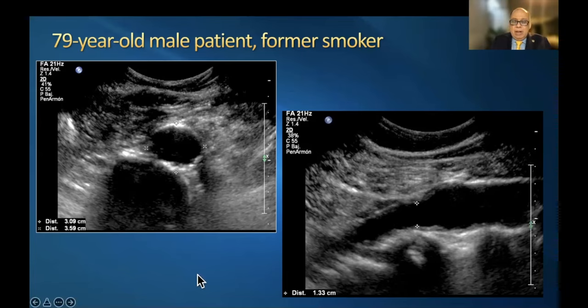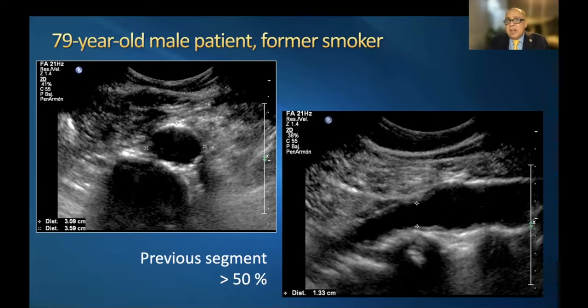But we have another tool, another criteria. If we can do the measurement in the previous segment, you make the measurement, then you make another measurement in the lesion properly. If the increase over the previous segment is more than 50%, this is another criteria that you can use to make the AAA diagnosis.